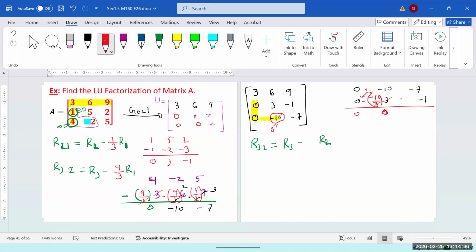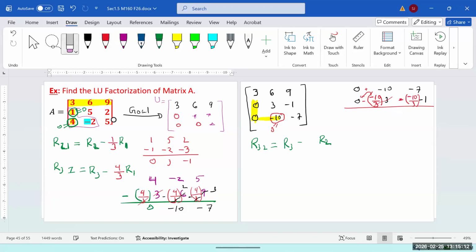That means here we also need to multiply this by negative, negative. Basically, we are adding. Negative, we're subtracting. What? I'm lost. We are subtracting by negative 10 thirds. So basically, we are adding.